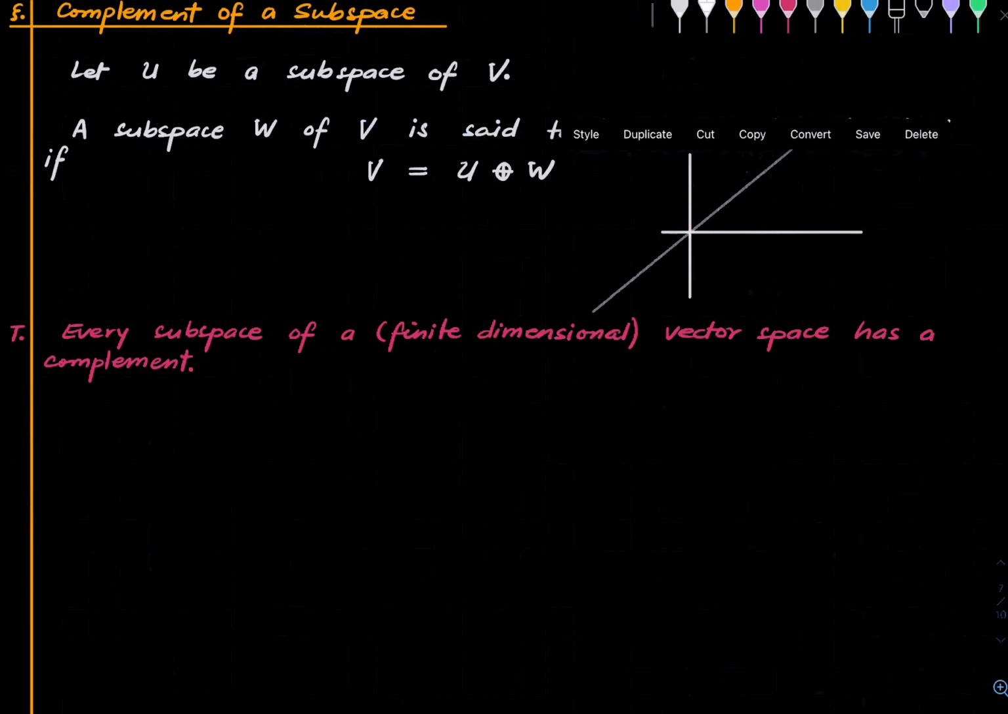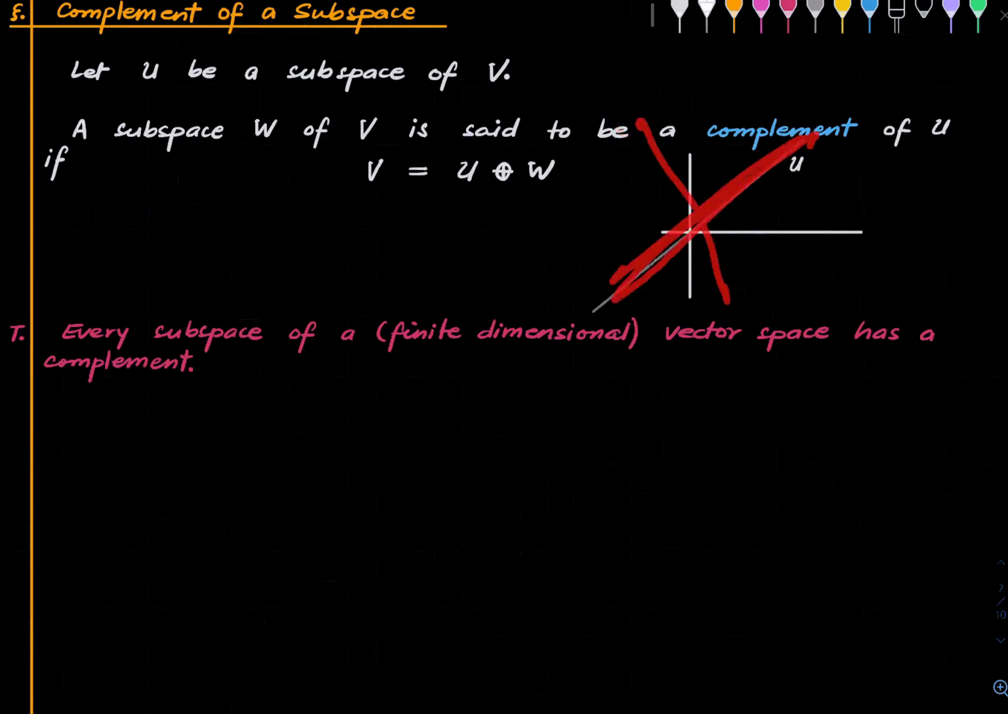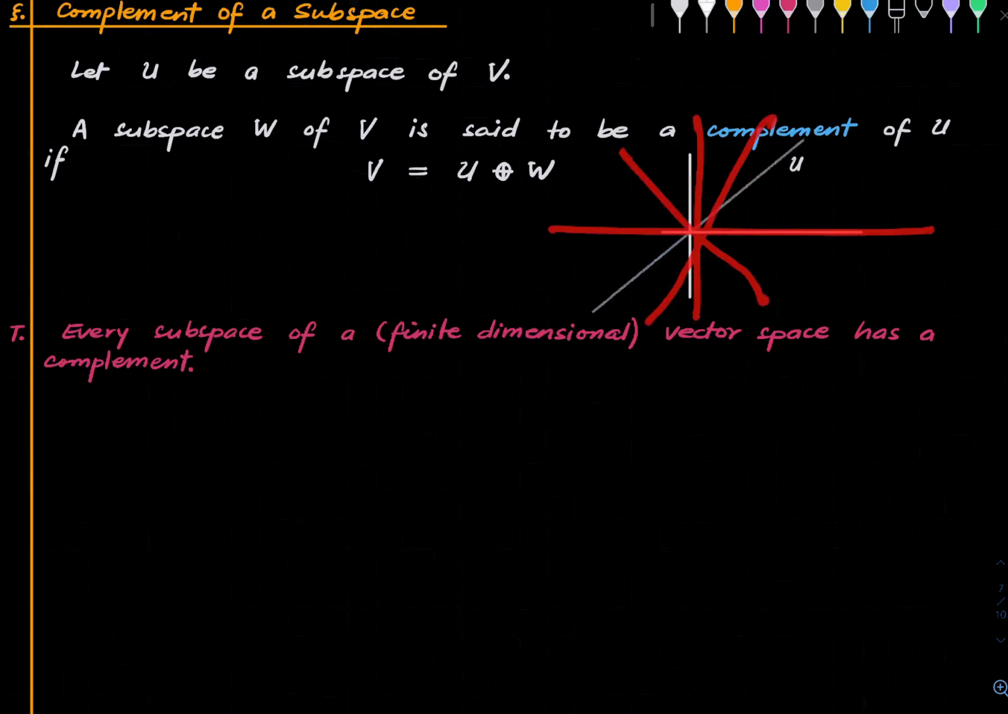So let's say this is U. Now any one-dimensional subspace that does not intersect U away from the origin, which is basically any subspace that is different from U, any such thing serves as a complement. So this is a complement of U, that is a complement of U, that is a complement of U, this is a complement of U. So there are multiple complements.